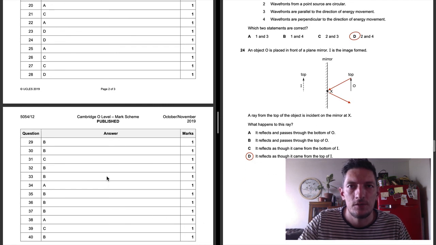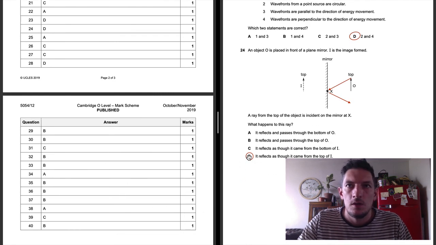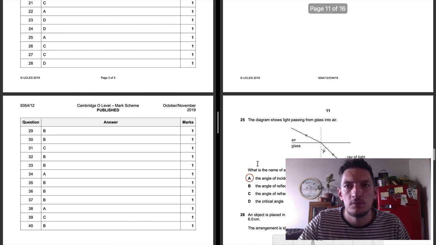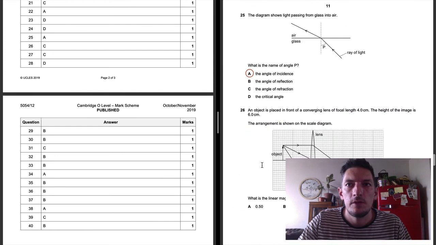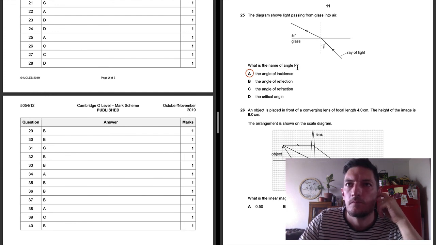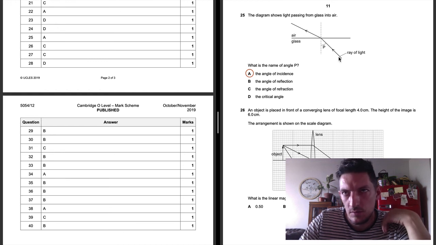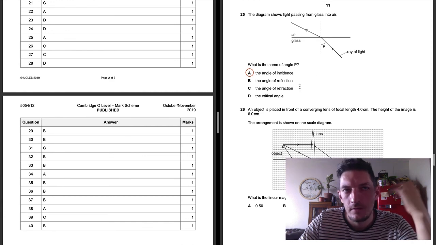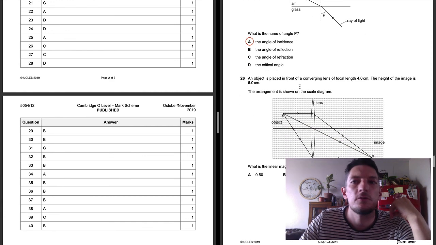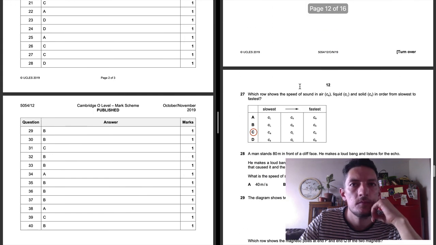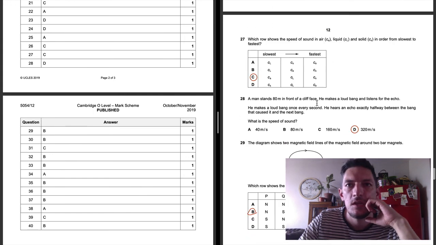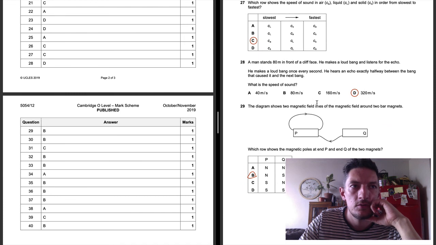So far I got 38 out of 40. Okay, 24D, got that one right. 25A was right. Okay, this one I wasn't so sure about. That said, it makes sense that it's the angle of incidence. Yes, the one coming in and then the one getting refracted. Okay, that's good. Good that I got that one right. 26C. 27C. Nice. So far, so good.